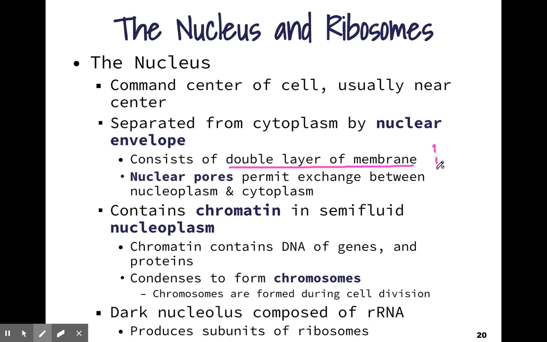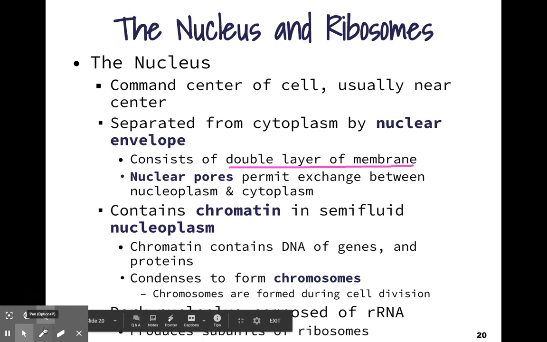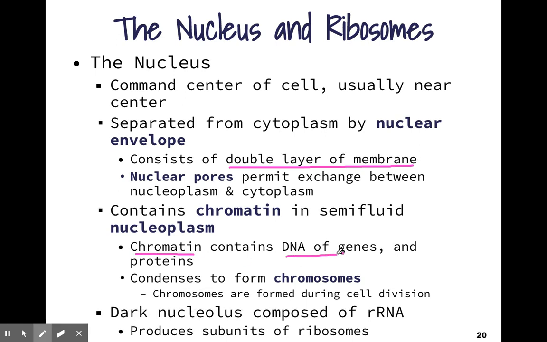Sorry, my drawings aren't the greatest, but I'm hoping you guys can tell. So it has a double layer. Okay. It also has nuclear pores, and these pores permit exchange between the nucleoplasm and the cytoplasm. So there's pores that allow for things to enter and exit the nucleus as well. Okay. It contains chromatin in semi-fluid nucleoplasm. So chromatin is another term you got to know, chromatin. And chromatin contains DNA of genes and proteins. It condenses to form chromosomes.